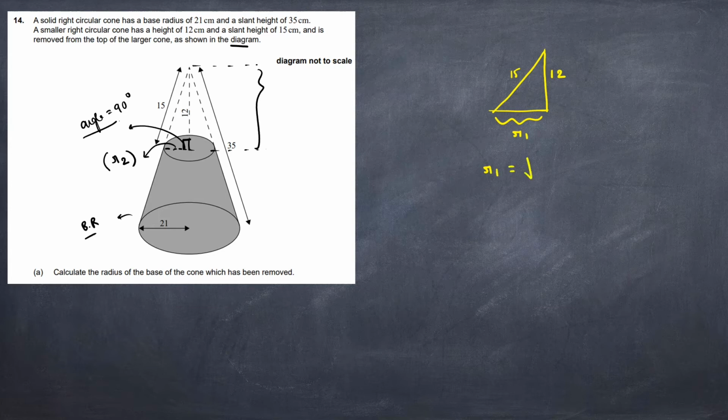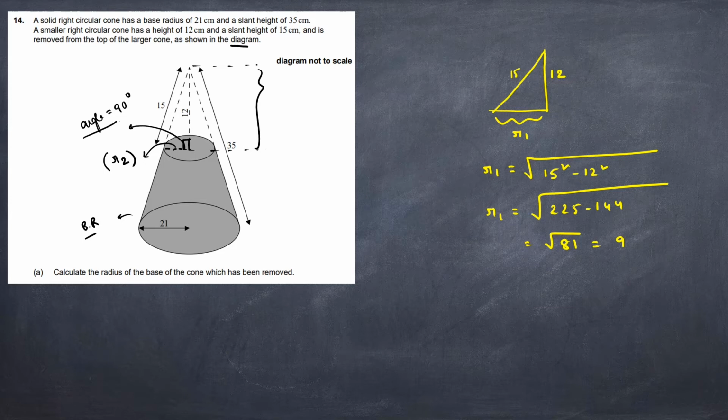So R1 is equals to, according to Pythagoras theorem, root over 15 square minus 12 square. So we are getting R1 to be root over 225 minus 144. So here the answer is root over 81, which is equals to 9. Basically for root over 81 we will have two answers, plus minus 9, but as it is length, length cannot be negative. So that's why we need to take only the positive value. So the answer is 9 centimeter.